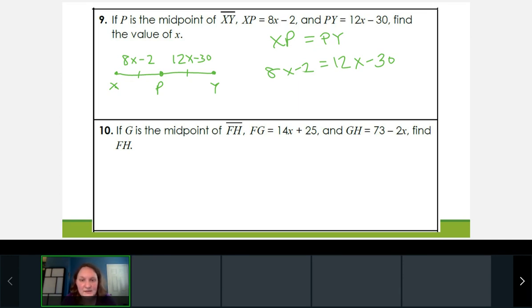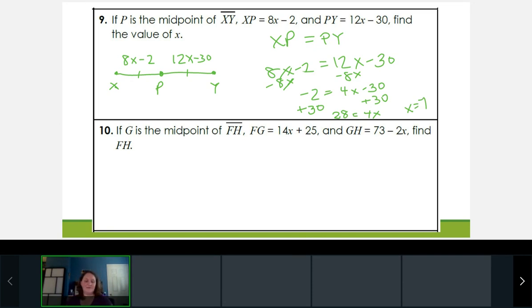So let's see. I'm going to get all my x's to one side. So I'm going to do minus 8x to both sides. So I get negative 2 equals 4x minus 30. Let's get the 30 away from the x's. So plus 30, plus 30. I'm running out of space. 28 equals 4x. And divide both sides by 4. And you get x equals 7.